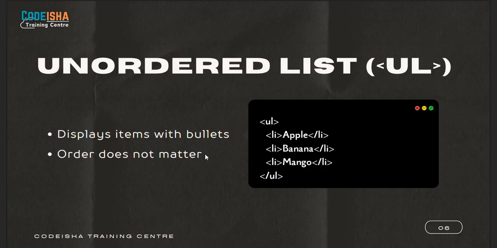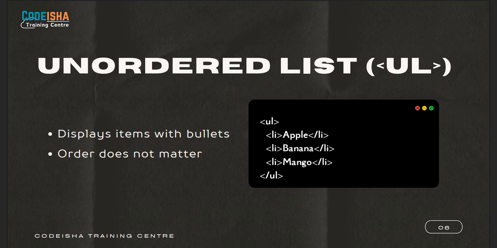When we use the unordered list, this is a simple example. See here, we declared the first ul tag, that means unordered list. Inside that we added li, meaning list item. Whatever our list is, we can add those items inside the li tags, nothing but list item tags. See here, the list items are apple, banana, and mango. These are the list items.